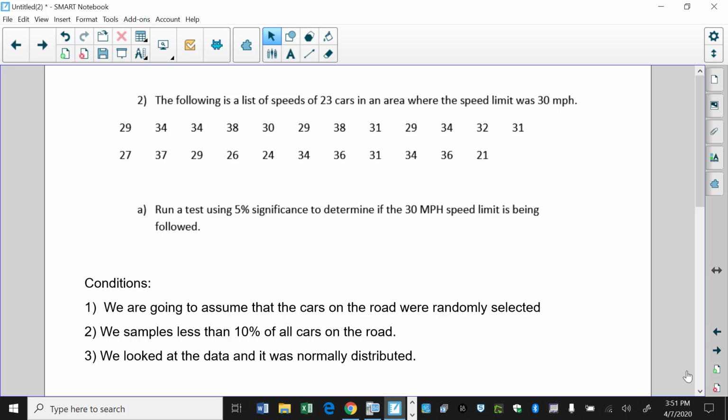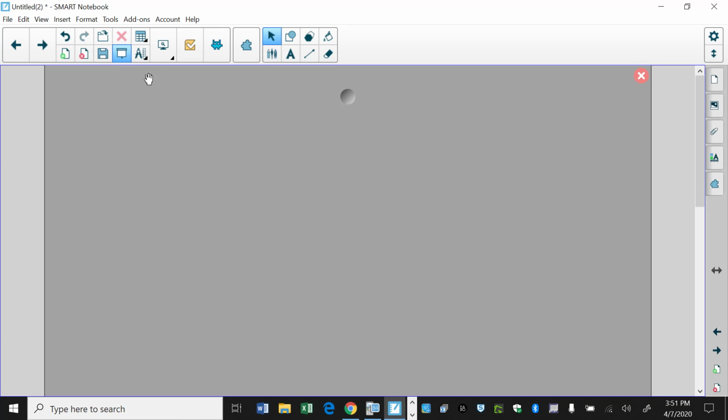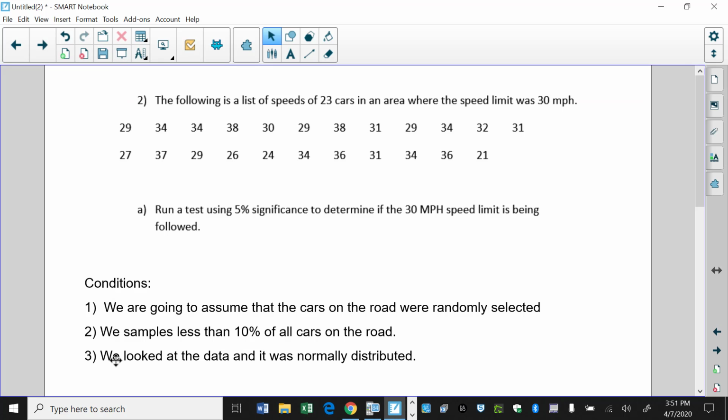Hopefully you had time. In this problem, you notice again, it's dealing with cars. And we're trying to see whether or not the average speed is really above 30 miles an hour. You can see from this, there's people above, people below. We're going to run a significance level of it. The conditions, okay, we're going to assume that the cars were randomly selected. We sampled definitely less than 10% of all the cars that are on that road at any given moment. And we already looked at the data to say it's nearly normal.